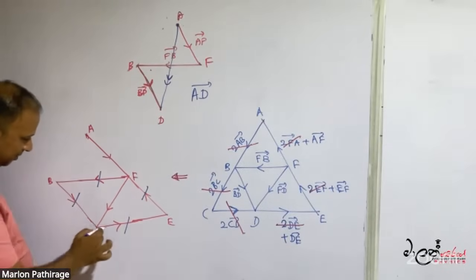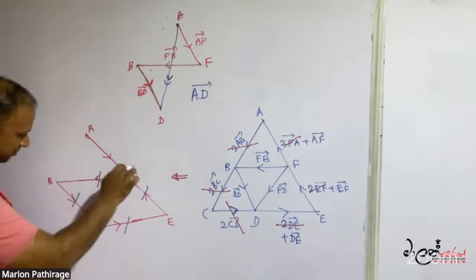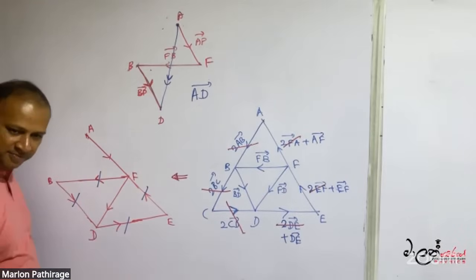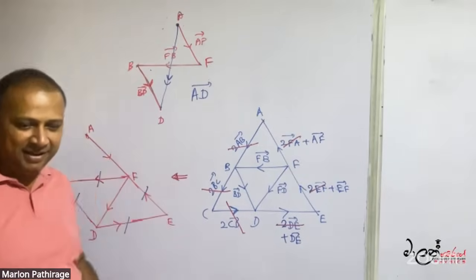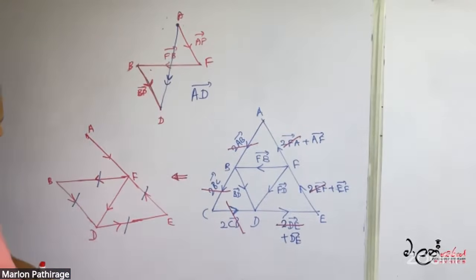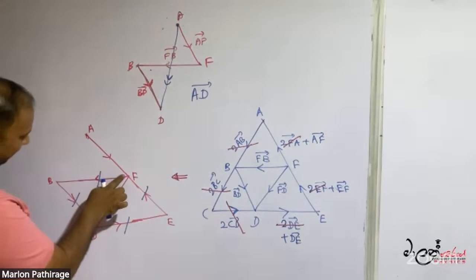That is a closed loop. Then I can remove it. So if I remove them, there are only two vectors remaining. One is AF, the other one is FE.